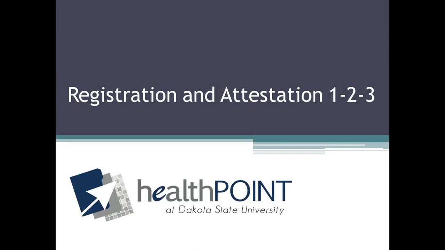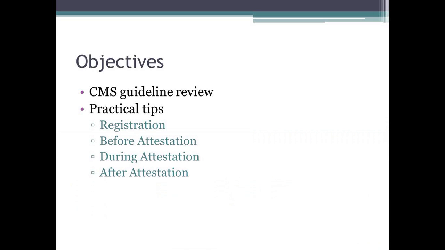Well, thanks everybody for joining us today for Registration and Attestation 1, 2, 3. Today we're going to review the CMS processes that are required to obtain incentive monies, whether you're an eligible professional or eligible hospital CAH. Now, it may not be as easy as 1, 2, 3, but I'm going to try and break it down as much as possible and in the review of the guidelines, and then also give you some tips along the way through the phases. And the phases really are registration, prior to attestation, during attestation, then after attestation. Those are really the main things that I'll be focusing on.